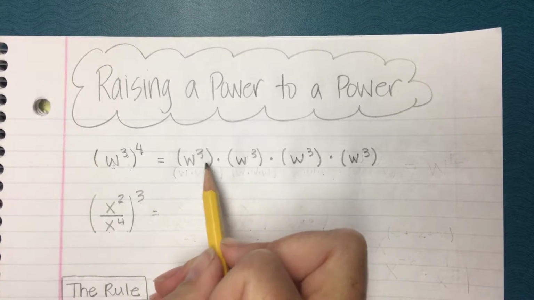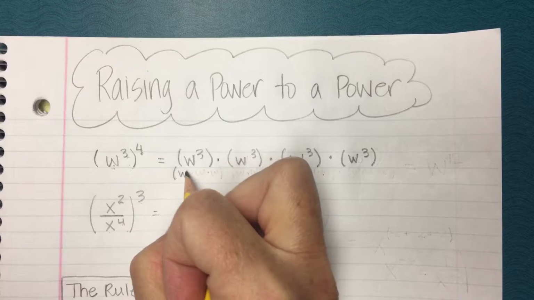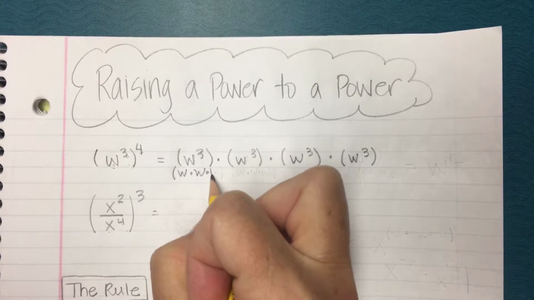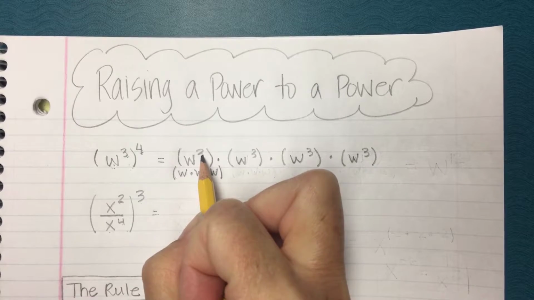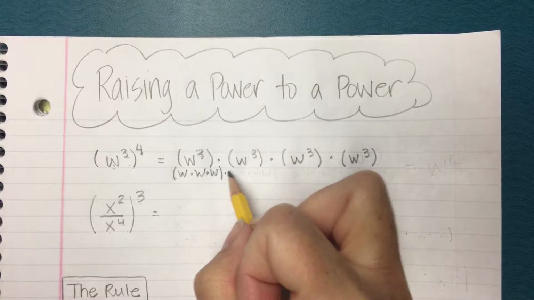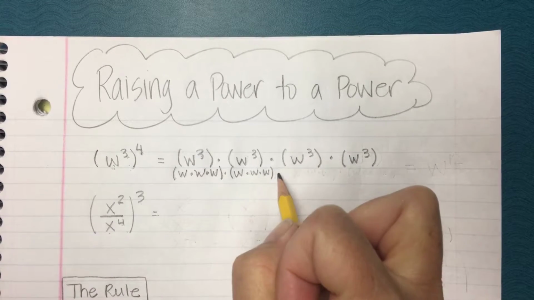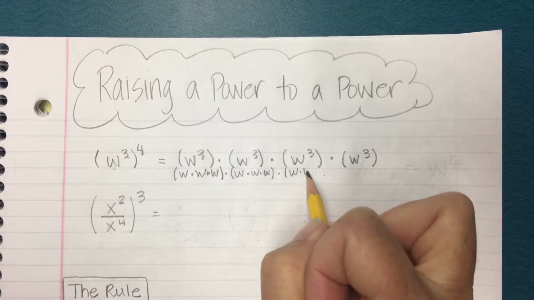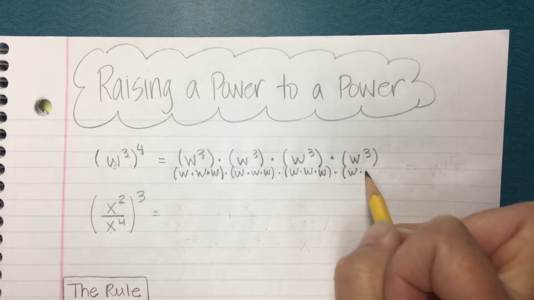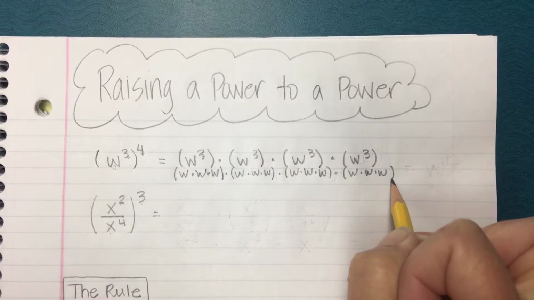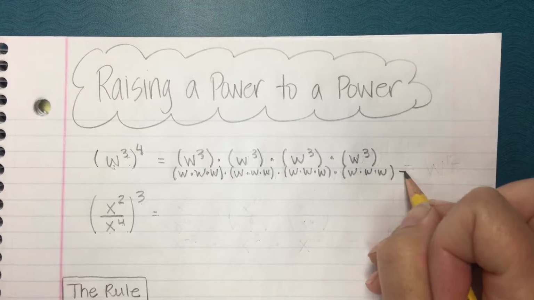Now within each of those parentheses, notice that W to the third is the same thing as W times W times W. Remember, I take my W and I multiply it by itself 3 times. Now I need to do that for each of these. Times W times W times W times W times W times W times W. That's a lot of W's. I hope we find a shortcut so I don't have to keep counting all of these.